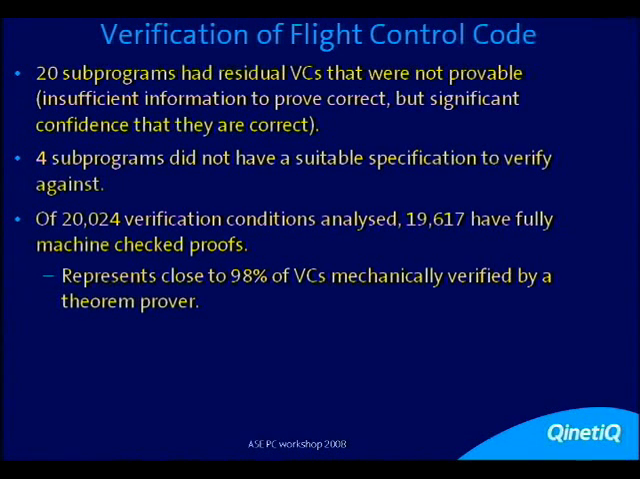So of the just over 20,000 verification conditions analysed, 19,617 were fully machine-checked proofs. So that represents 98% of the verification conditions mechanically verified by a theorem prover.